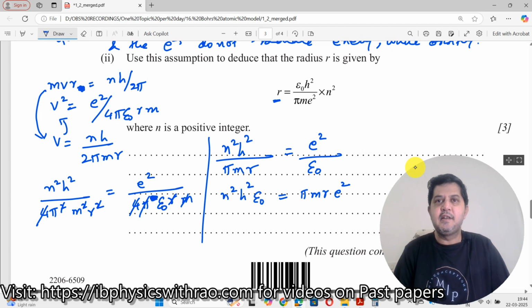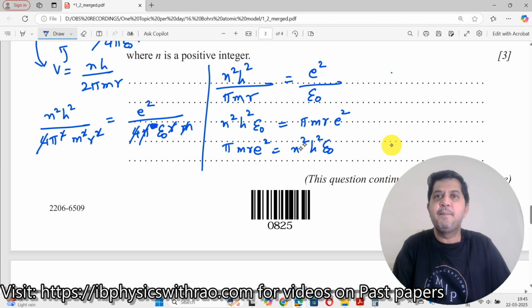I have written like this. Now what do we need? I need the value of r. I'll do one thing. I'll rewrite it from the left hand side to the right hand side, which will be easier for you to understand. Pi m r e square, I'm just rewriting the same thing. It should be n square h square epsilon naught.